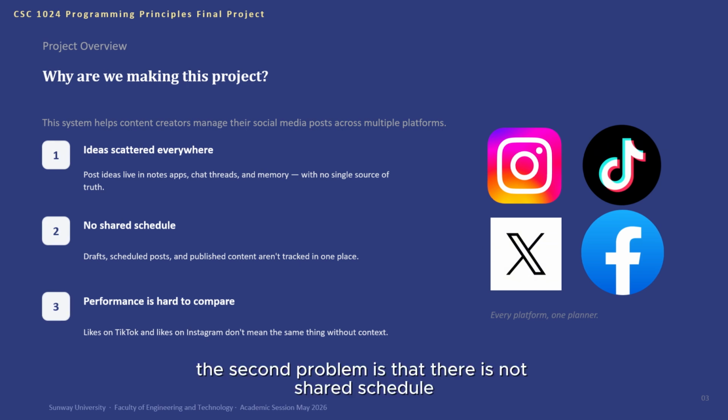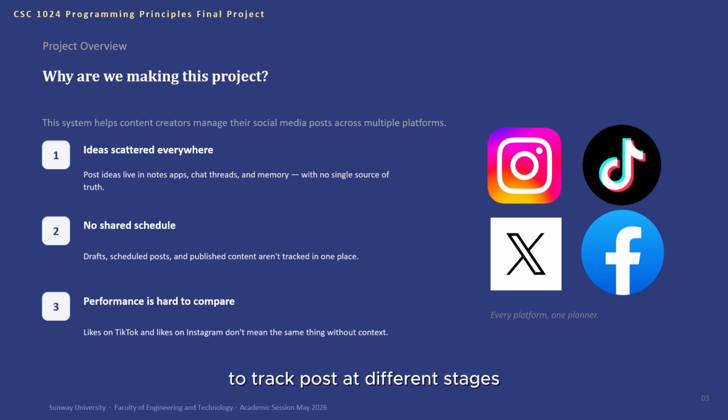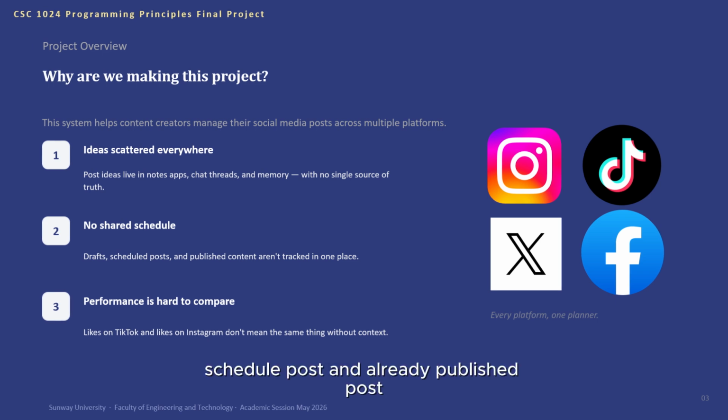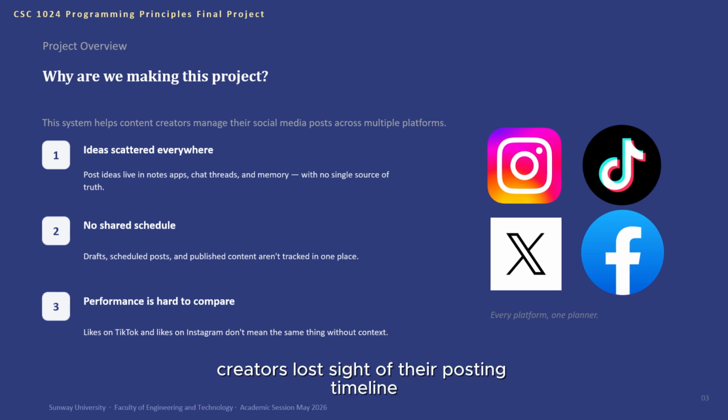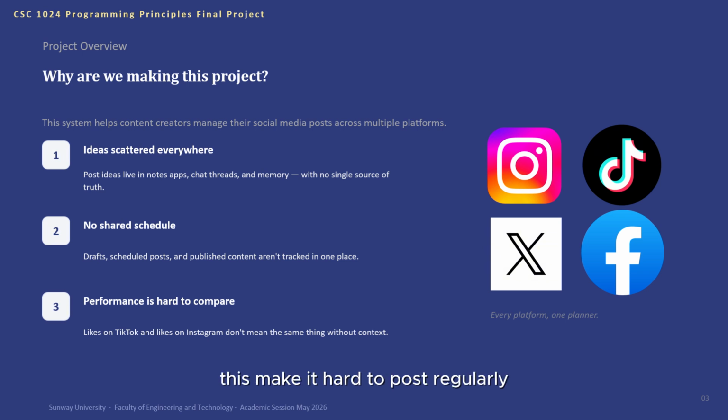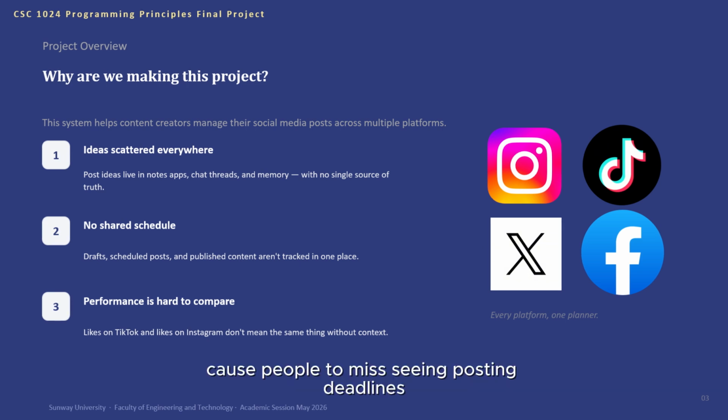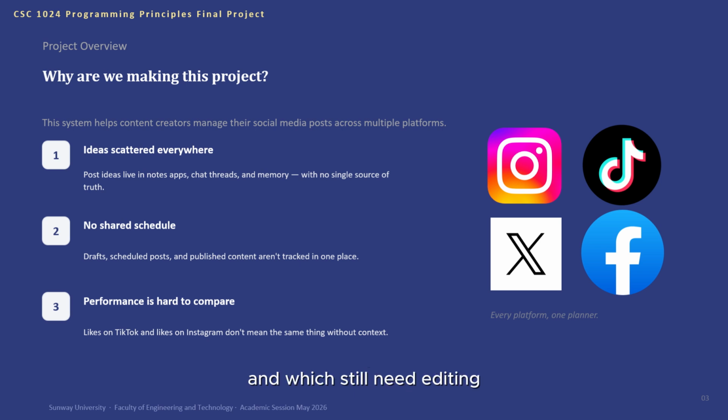The second problem is that there is no shared schedule to track posts at different stages. To manage social media well, creators need to track unfinished drafts, scheduled posts, and already published posts. When these are not tracked together, creators lose sight of their posting timeline. This makes it hard to post regularly, causes people to miss posting deadlines, and creates confusion about which posts are ready to publish and which still need editing.